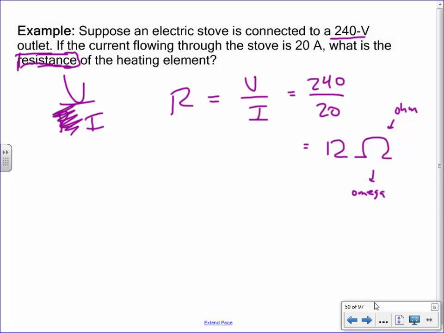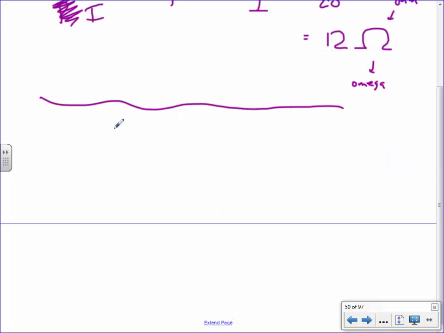I'd like to try one more example here, because I only had one example, but I'd like to try another one with you guys. Let's say that you had 10 ohms. And let's say that you had 15 amps of current. So this would be your resistance. This would be your current.